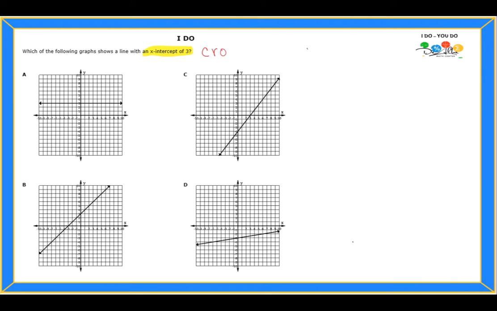Okay, let's write it down like this. I want to know which line is crossing the x-axis at what point? At point what? 3. Very good. So I want to find out which one of those is crossing the x-axis at 3. And it's a positive 3, right?